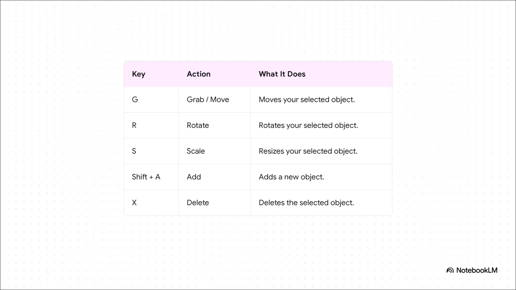G is for grab or move. R is for rotate. S is for scale. To add something new, it's Shift plus A. And to get rid of something, just hit X. G, R, S. Just burn those three into your memory right now.